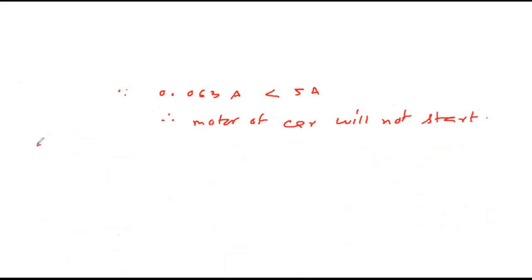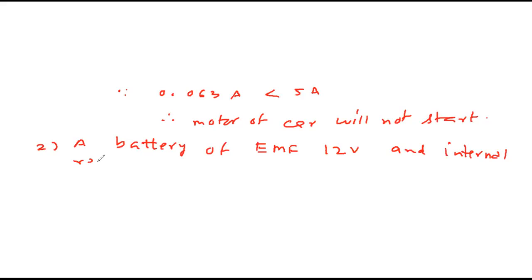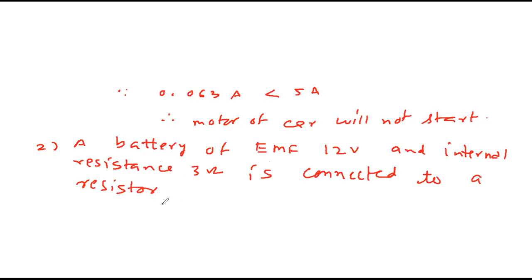Next, a battery of EMF 12 volt and internal resistance 3 ohm is connected to a resistor. A battery of EMF 12 volt, internal resistance 3 ohm is connected to a resistor.